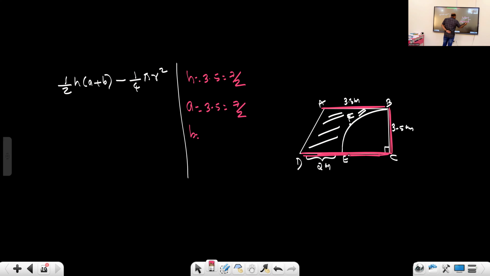B equal to what? Here 3.5 already, and this is 3.5 radius. 2 plus 3.5 is 5.5, that is 11 by 2. And radius is 3.5, that is also 7 by 2. Check everything. Simply don't write anything yet. Now substitute and simplify. We'll wait.